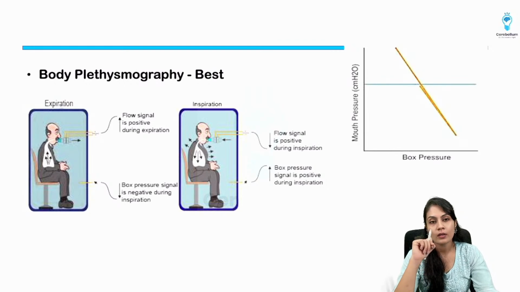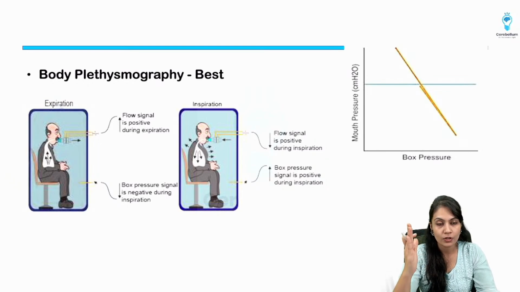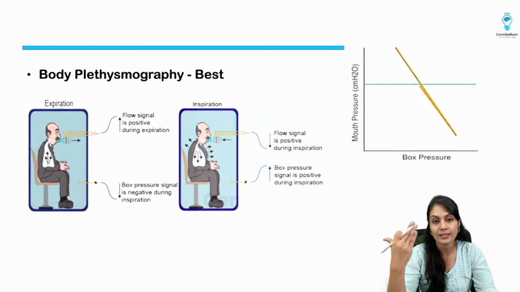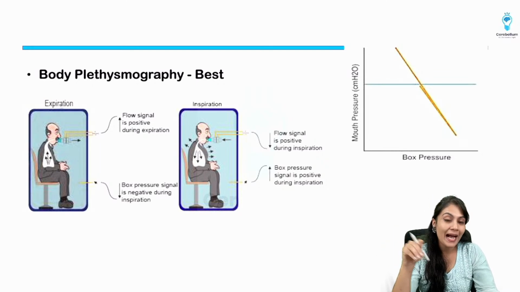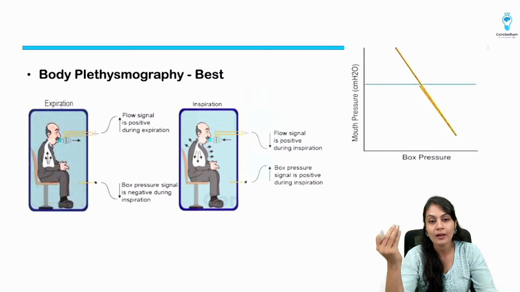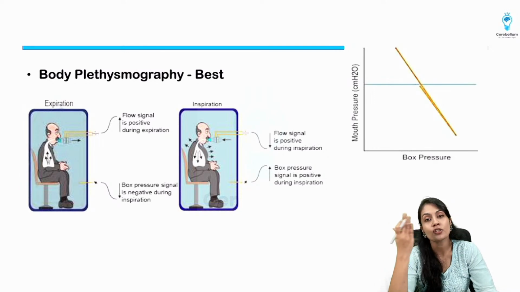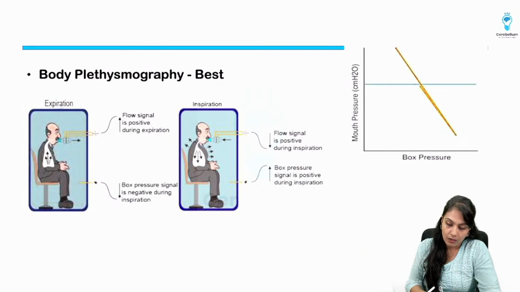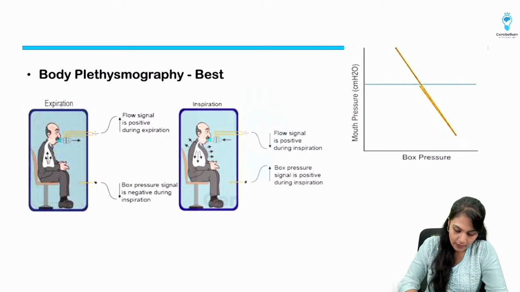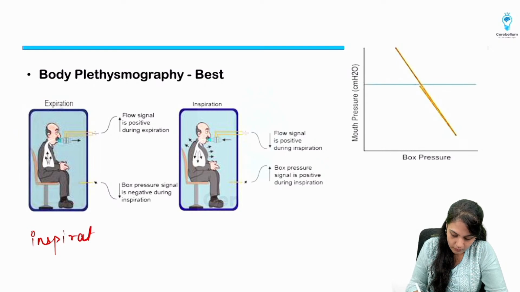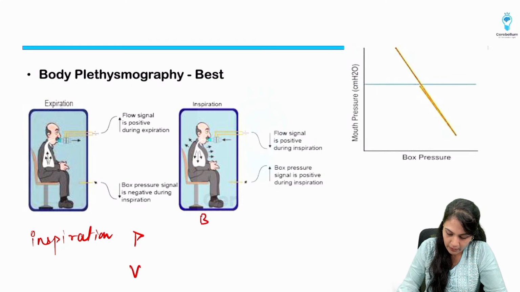Understand, over here, both will be constant. It is going to be made constant. So whenever the person is going to inspire or expire, the volume as well as pressure changes that happen in the lung, the opposite changes are going to happen in the box. For example, during inspiration, whatever pressure and volume change happens in the box, the exact opposite change is going to happen in the lungs, right?